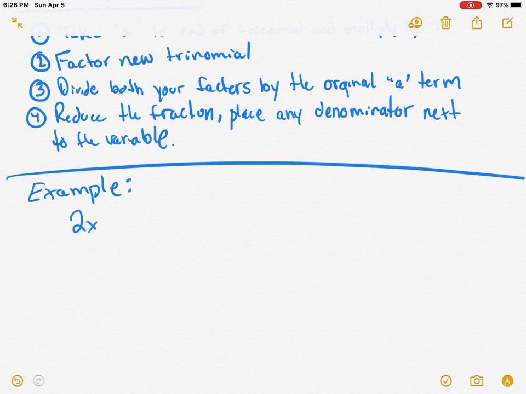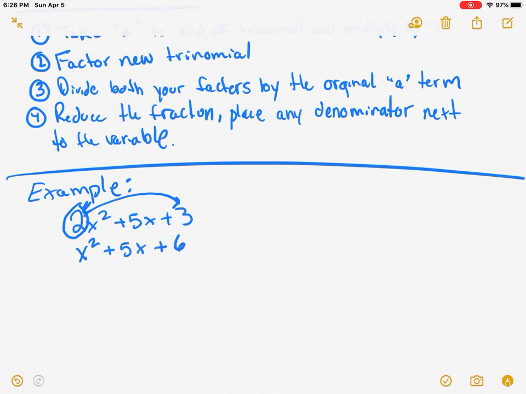So we have 2x squared plus 5x plus 3. We look at it and we go, can I take that 2 out? We have that a term right there. Can I take it out? Well, no, we can't take it out. So what we do is we take this 2, we then multiply it by that number, and that leaves us with x squared plus 5x plus 6.